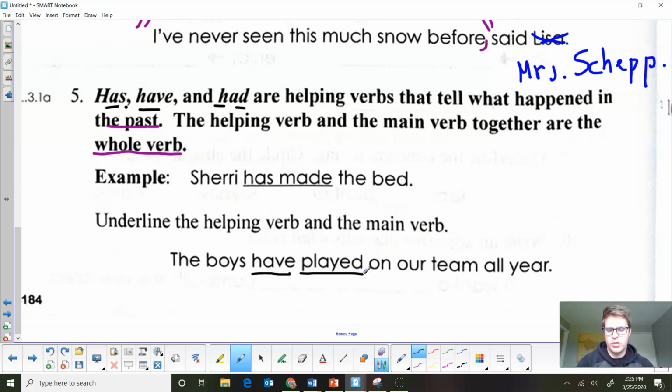Helping verbs are always right before the main verb. So have, if you can find that, you're going to know the next word is the main verb. So the boys have played, and that's an action word. And they're both past tense, all right? That's important to remember. Have played is past tense. All right, next page, flip it.